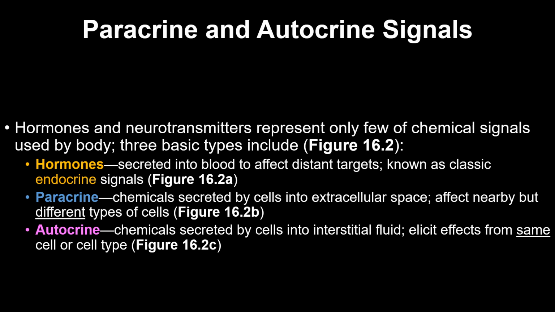Now paracrine signals are going to consist of a chemical secreted by cells into the extracellular fluid, and this is going to influence cells that are near it. But these hormones do not ever enter the blood. In autocrine signals, the chemical secreted by the cells into the extracellular fluid elicits effects from the same cell. Now, although we primarily consider classic endocrine system signals in this chapter, all three types are an important part of the body's regulatory system.